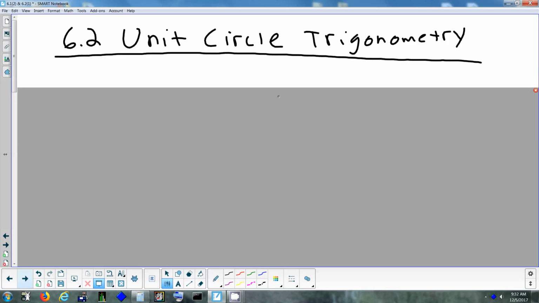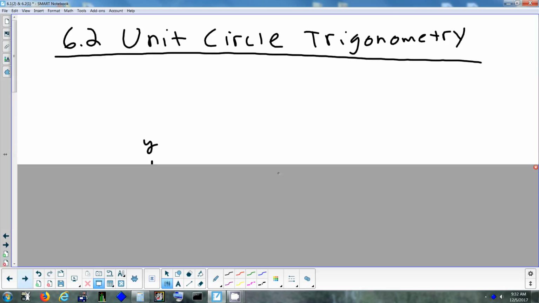Angles that are not multiples of 30 and 45, you wouldn't be expected to know that. Like, you'd never be asked off the top of your head, what's the sine of 57.6? Nobody knows that. But angles that are multiples of 30 and 45, that's what we'll focus on.